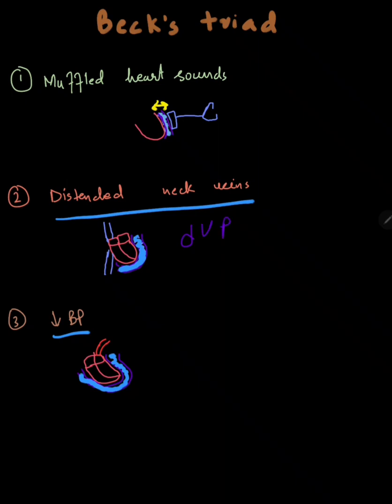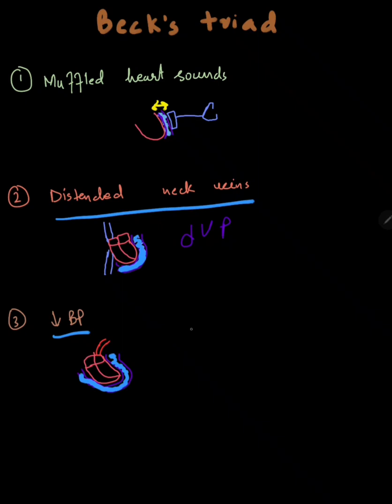So then the final thing is hypotension. The reason for that is really similar. When there is pressure from outside on the heart, then there is decreased filling of the heart. When there is decreased filling of the heart, there is decreased outflow from the heart, which is to say there is decreased cardiac output.